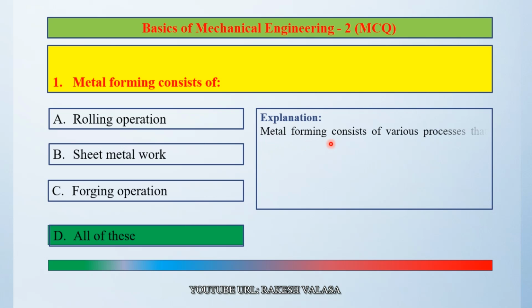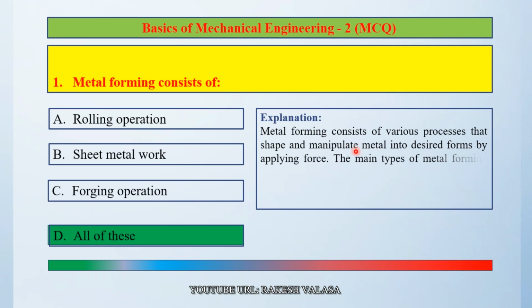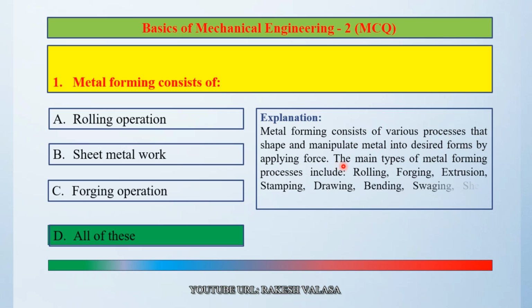Metal forming consists of various processes that shape and manipulate metal into desired forms by applying force. The main types of metal forming processes include rolling, forging, extrusion, stamping, drawing, bending, swaging, sheet metal forming. So the correct answer is all of these.